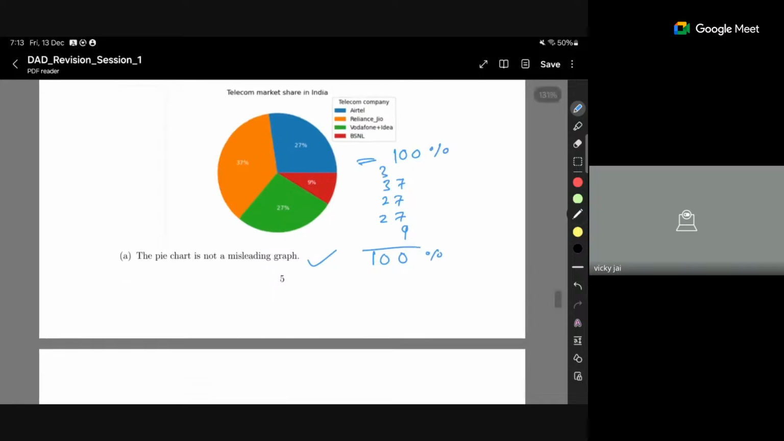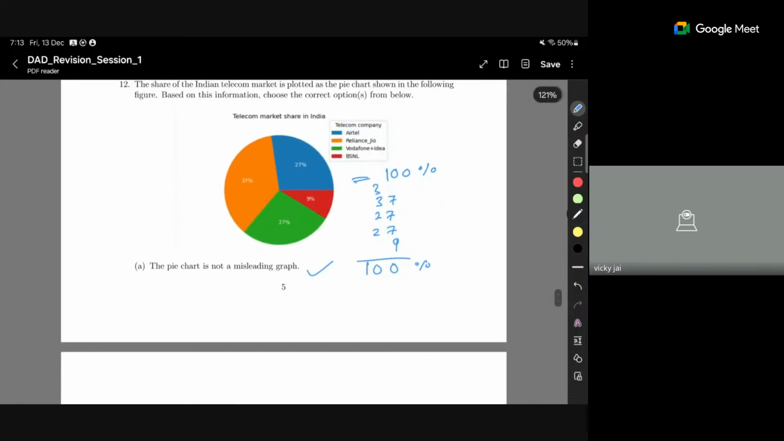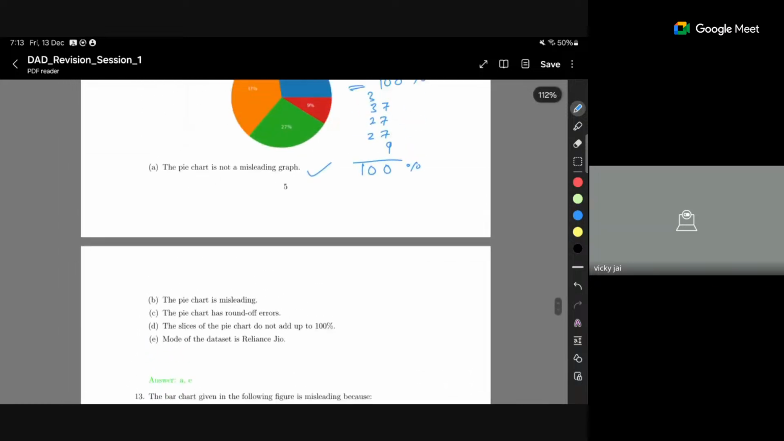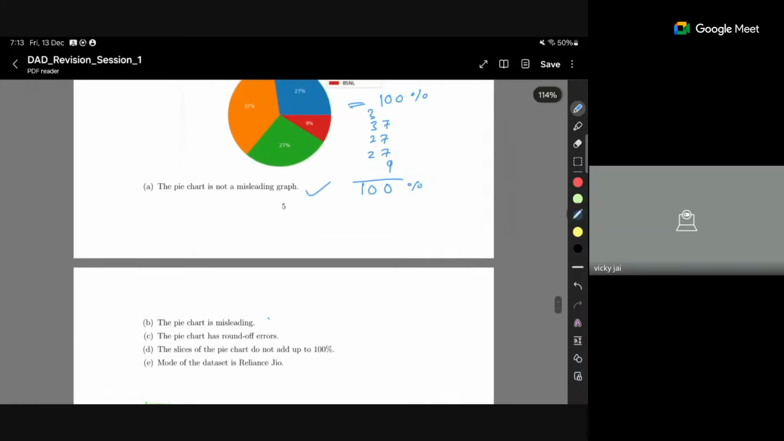That is correct. Four possibilities are there, and all four of them are mentioned in the chart, and the sum of the pies comes out correct, like 100%. The option saying the pie is misleading is the opposite of that. Does the pie chart have round-off errors? No, there are no errors, right?